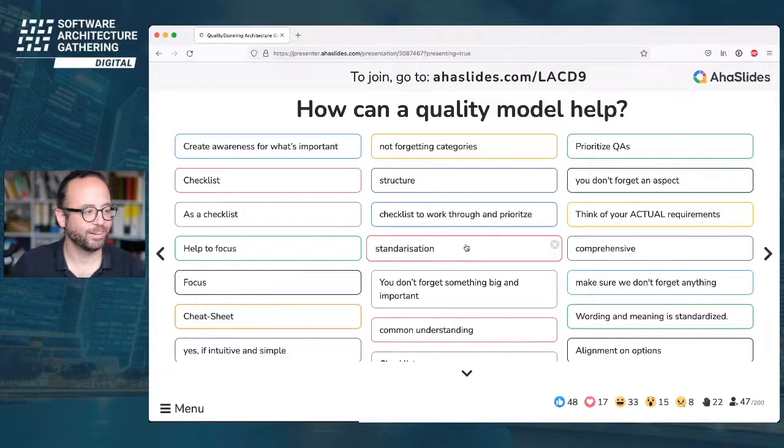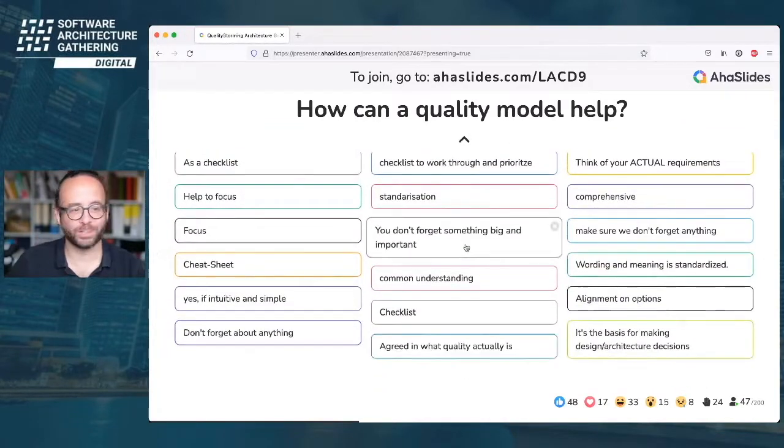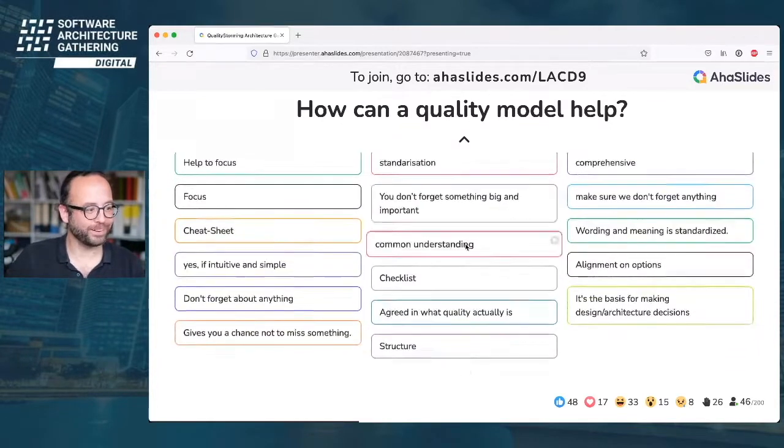Okay. It's awesome that you keep so much stuff coming in. That makes the talk a little bit more fun and interactive. Thank you a lot for your input.